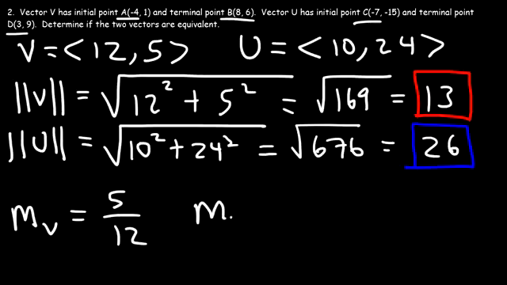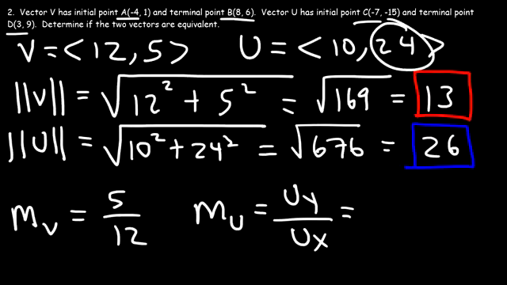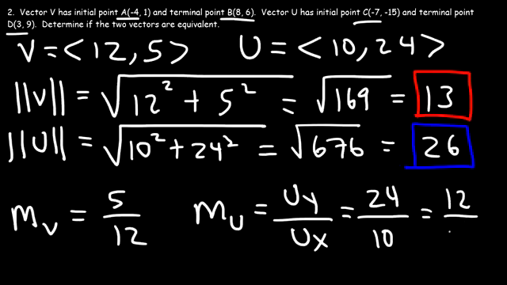The slope for vector u is going to be uy over ux. So the y component of vector u is 24, and the x component of vector u is 10. Now we can reduce 24 and 10. They're both even numbers, so if we divide 24 by 2, that's 12. If we divide 10 by 2, it's 5. And so these two vectors don't have the same slope. This is 5 over 12, this is 12 over 5.